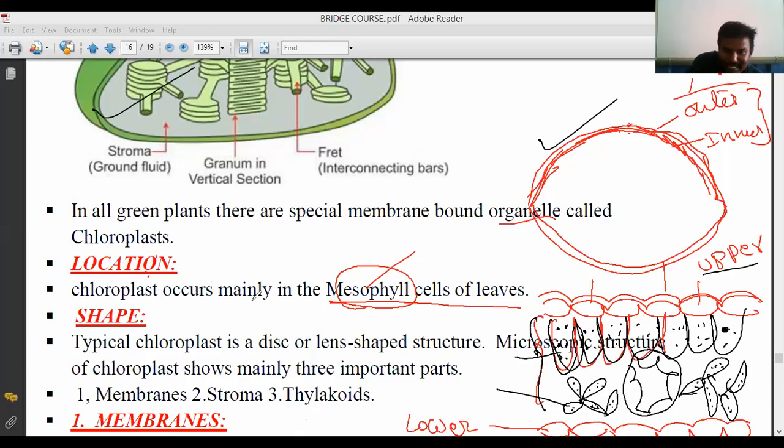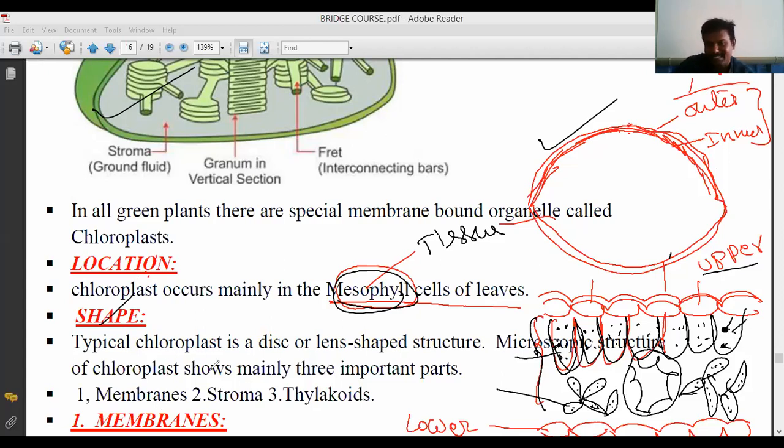Okay. So chloroplast occurs mainly in the mesophyll cells. Mesophyll cells means what? In between the upper and lower epidermis, there is a tissue. The tissue is called mesophyll tissue. Individually, these are called mesophyll cells, and collectively they are called mesophyll tissue. In the mesophyll tissue, a number of chloroplasts will be there. So this is one dot, one chloroplast.